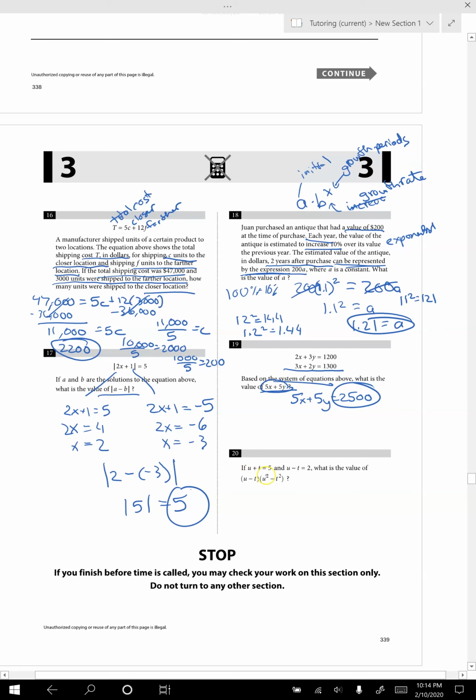Number 20, if u plus t equals 5 and u minus t equals 2, what is the value of u minus t times u squared minus t squared? We have another difference of squares. It's important to notice this because we can factor that out immediately. So we're going to have u minus t. We'll just bring this down. We're going to factor this into u minus t times u plus t. And then we can just substitute all the values. U plus t is 5. U minus t is 2. Still 2 there, so 2 times 2 times 5 is 20.